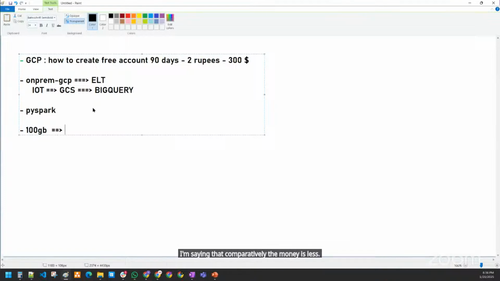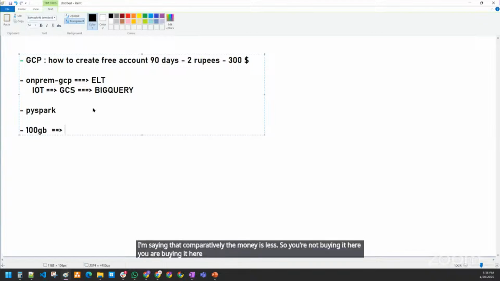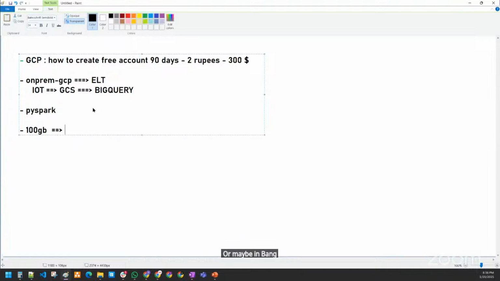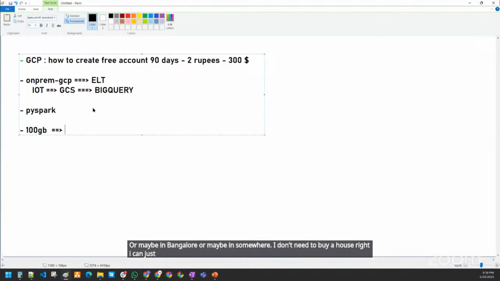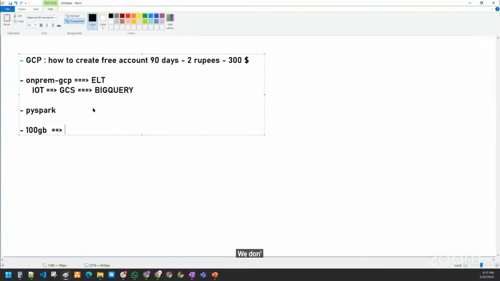You are not buying it here. For your project, you are just renting them. It's like if I got a job in Hyderabad or Bangalore, I don't need to buy a house. I can just rent it for some time, and after that I can move out. The same thing here: we rent those resources for a project and later we remove them when we don't need them. That's what happens here.